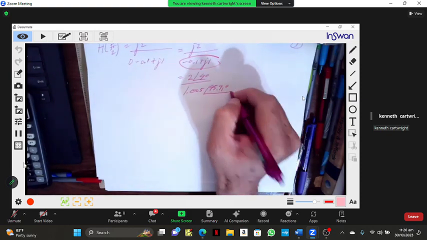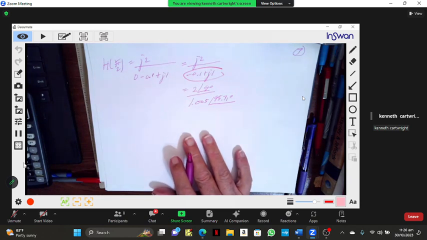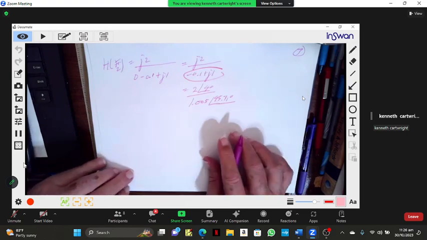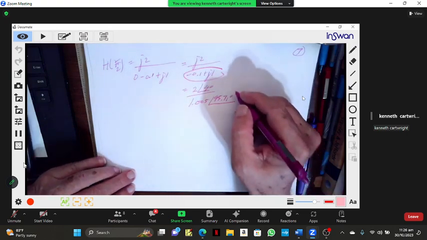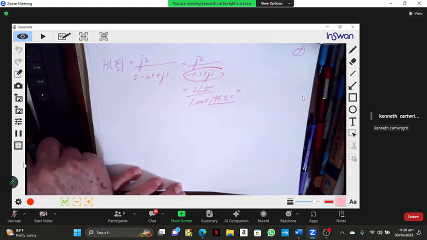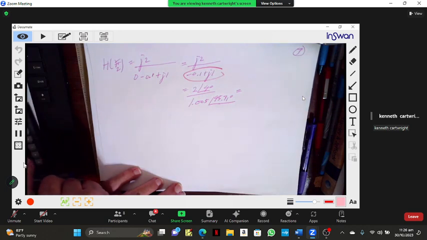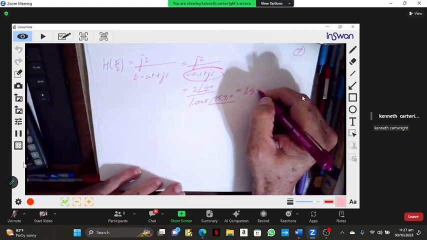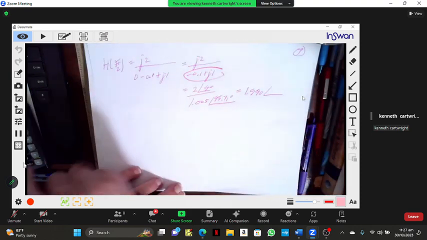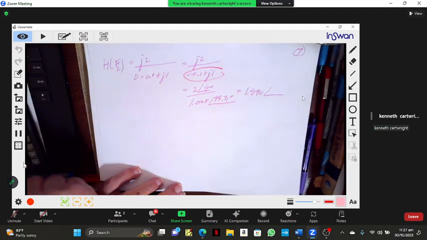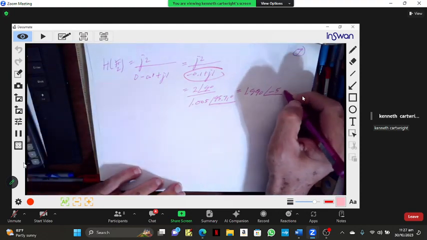And if you don't know how to get that, I suggest you relearn it. I've taught it to you many times, and you just don't remember it, or you never bothered learning it in the first place. So this magnitude is 1.990, and the angle is 90 minus 95.71, which is minus 5.71.